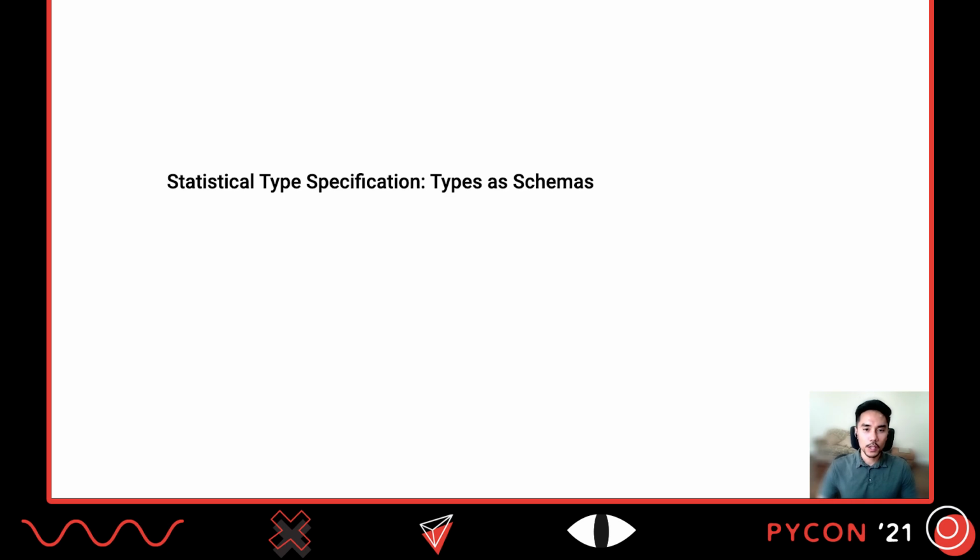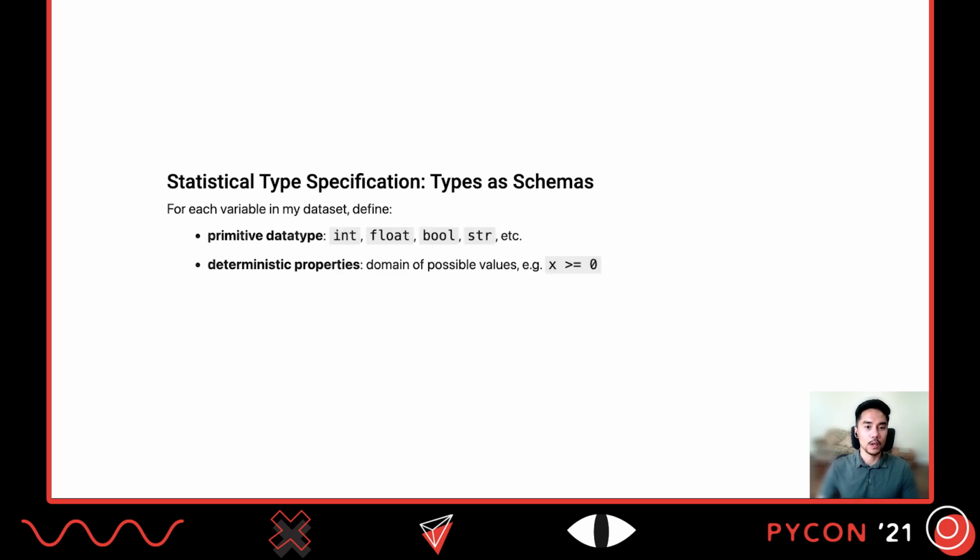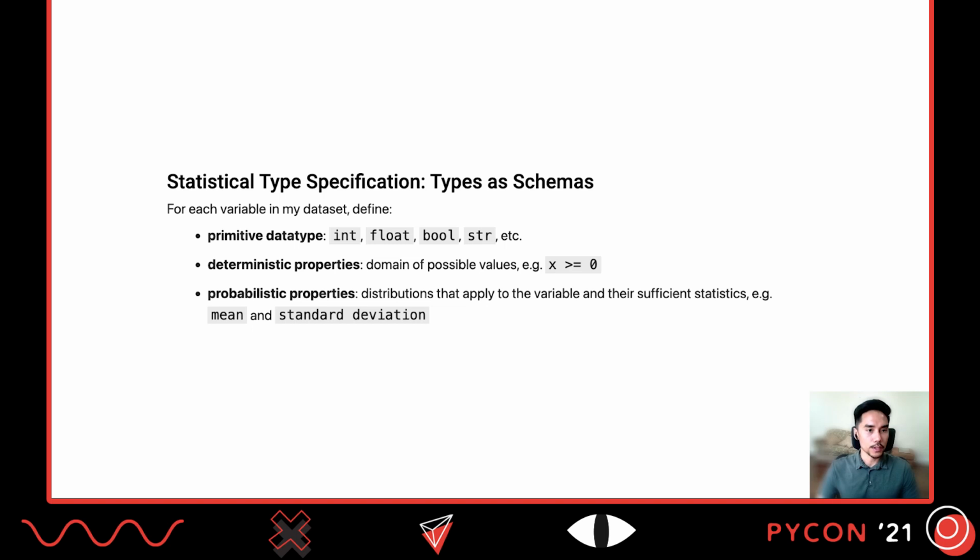So we can try and codify a few of these ideas, and we can think of statistical types as potentially multivariate schemas, where for each variable, I can define a few things. The primitive data type, a set of deterministic properties that the type must adhere to, and a set of probabilistic properties, such as the distributions that apply to the variable along with their sufficient statistics.